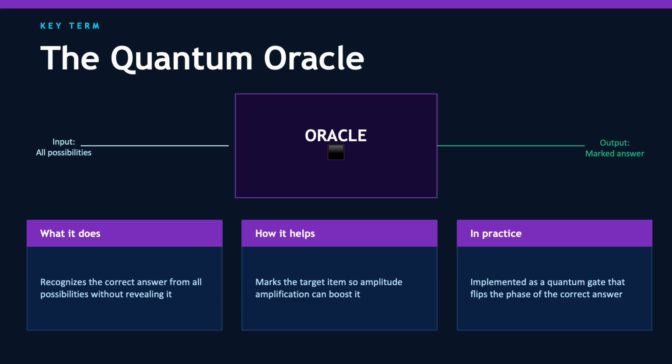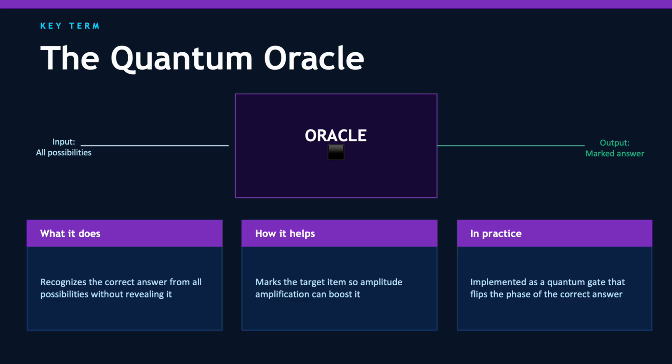Imagine you're playing a guessing game with a friend. Your friend thinks of a secret number between 1 and 100, and your job is to guess it. Normally, you would have to ask, is it 5? Is it 12? And so on, one number at a time. This could take forever. Now imagine that your friend has a magic box that lights up only when you say the correct number. The magic box is like an oracle. It does not tell you the answer, but it gives you a signal when you are right.